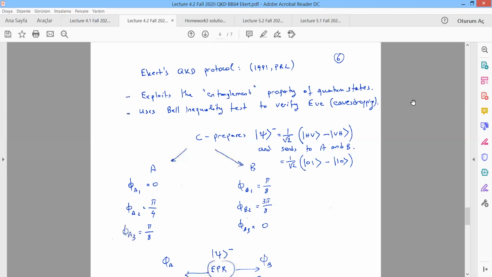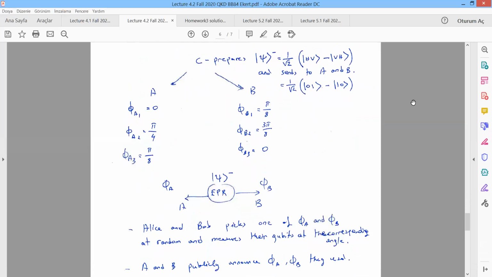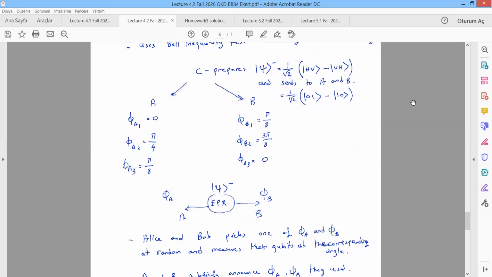Now, the other protocol that I'll discuss was first published by Ekert in 1991. It exploits the entanglement property of quantum states, and it uses the Bell inequality test to verify that there has been no eavesdropping. And it works like this. Again, we have Charlie, C. Charlie prepares an entangled pair of qubits.